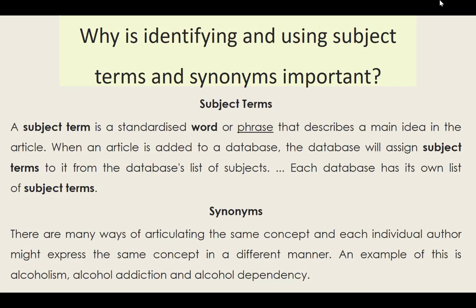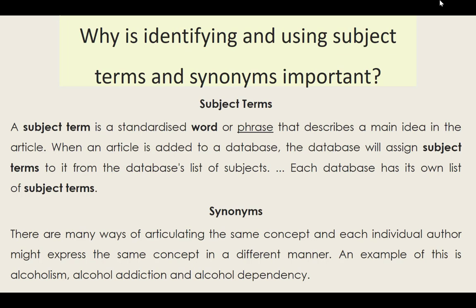I just want to talk about why it's important that subject terms and synonyms are identified before we do our search on the database. So a subject term is a prescribed term that a database will add to an article when it is put onto the database. And each database has its own list of subject terms.